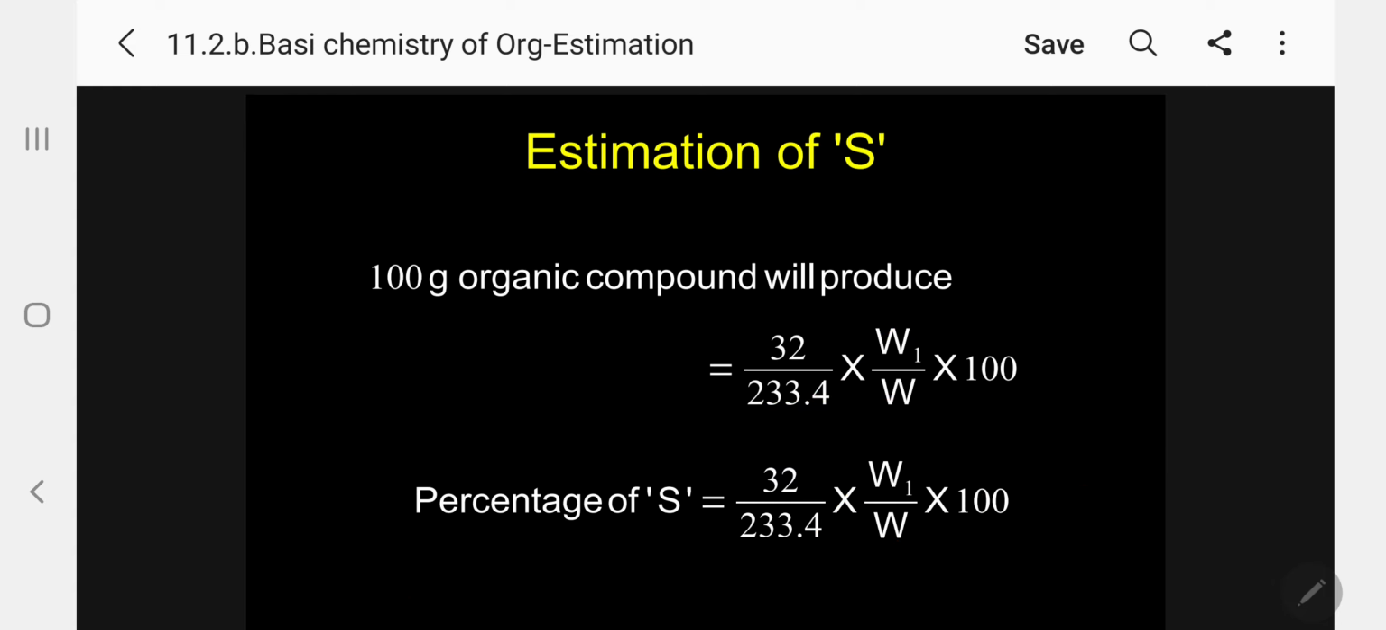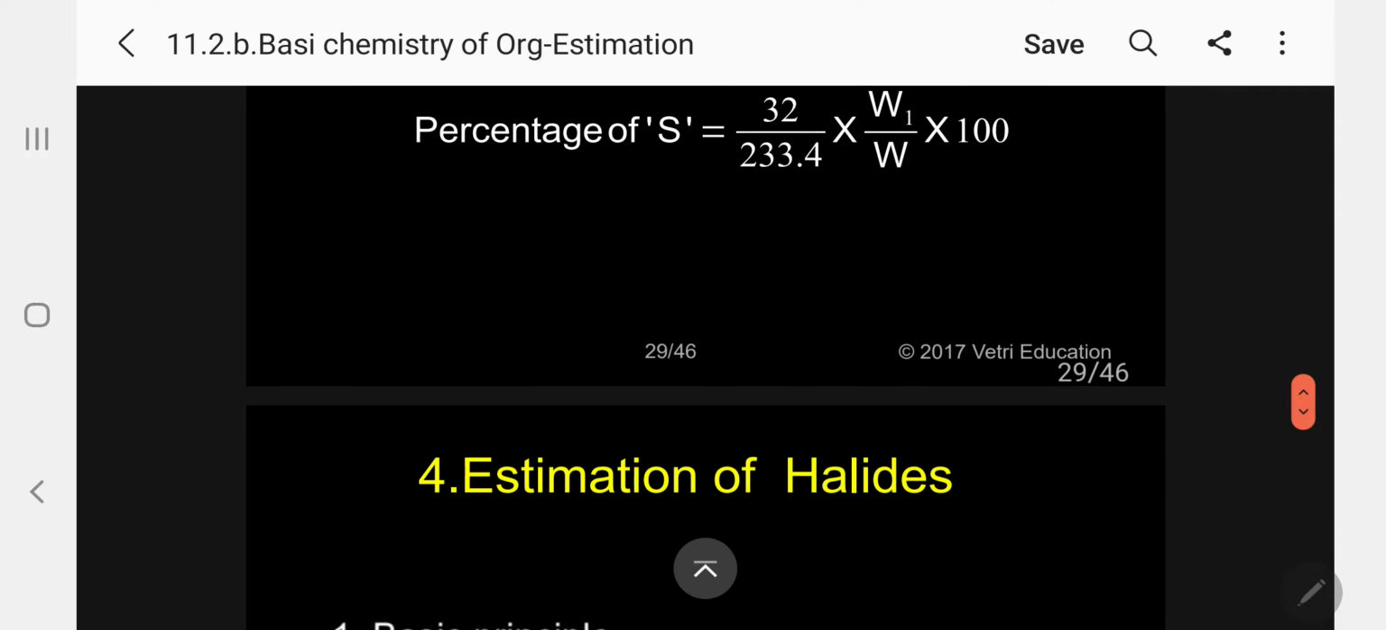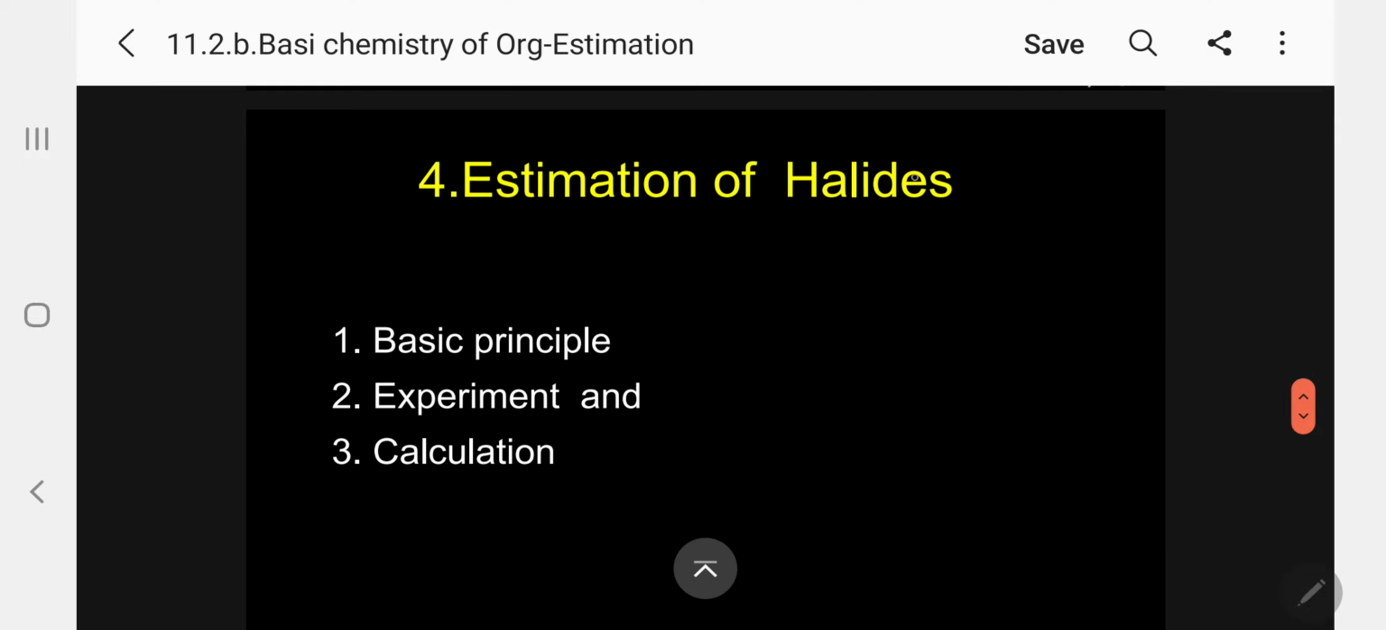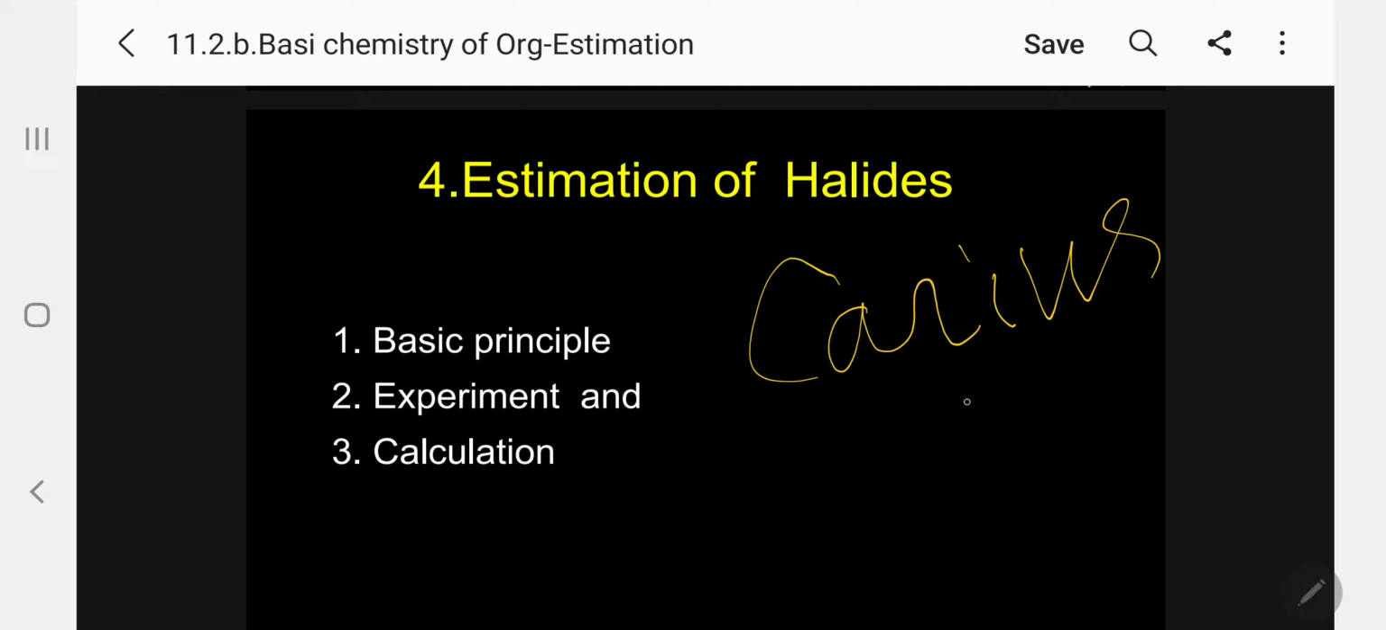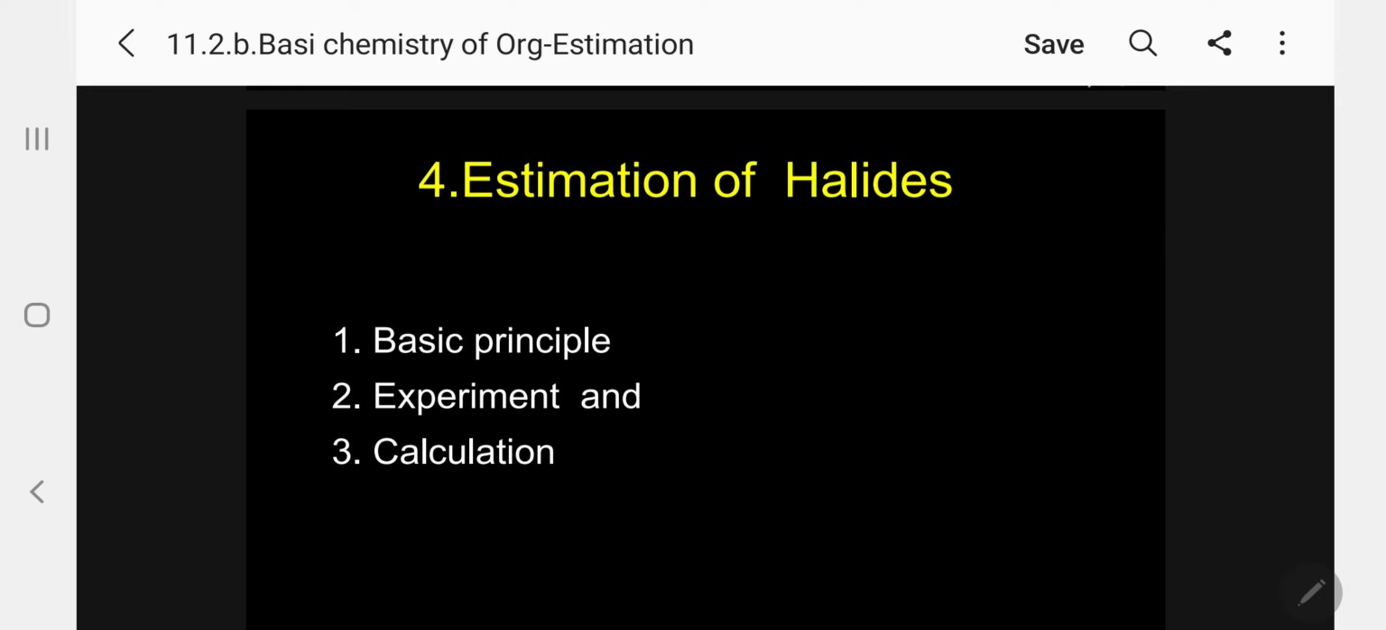This method is called Carius tube method. Question can be asked. Next, let me go for estimation of halides: chloride, bromide, iodide, with a similar procedure. Again, I am using the same Carius tube.